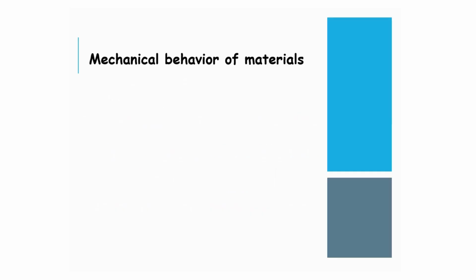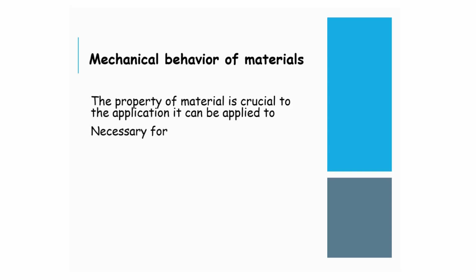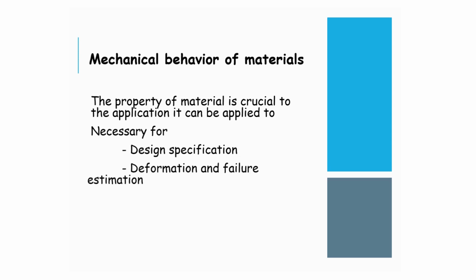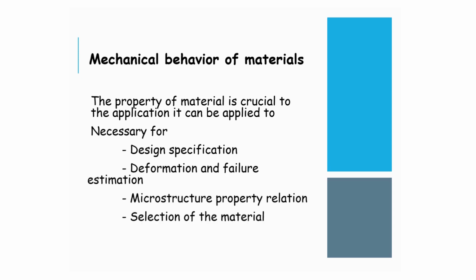Now we move on to the importance of material properties. The properties of a material are crucial to the application, especially during the design specification. How can we estimate deformation and failure? We can also relate microstructure to property, material selection, and economic considerations.